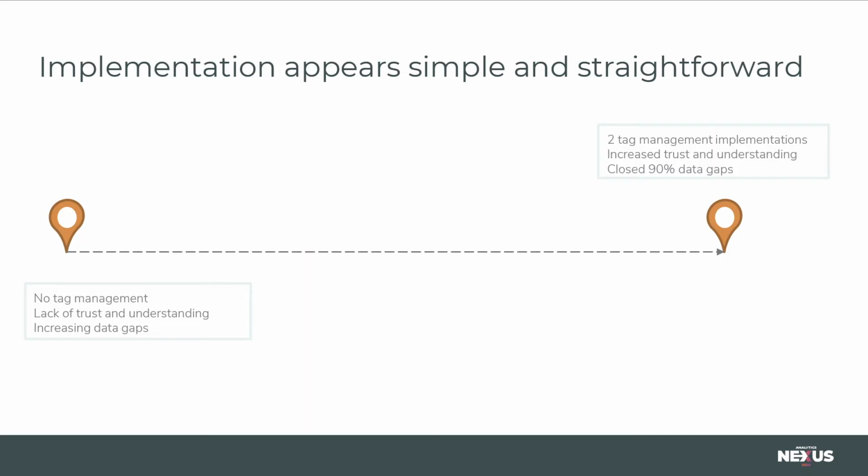When we go through implementations, they tend to appear straight and simple. And when a senior leader looks from the outside in, they see, oh, you had no tag management in the beginning, you had lack of trust, lack of understanding, there were increasing data gaps based upon the implementation. That's where we started. And then a year and a half later, we have 2 tag management implementations. There's increased trust and increased understanding. We closed 90% of our data gaps.